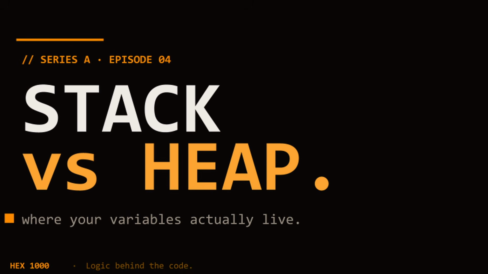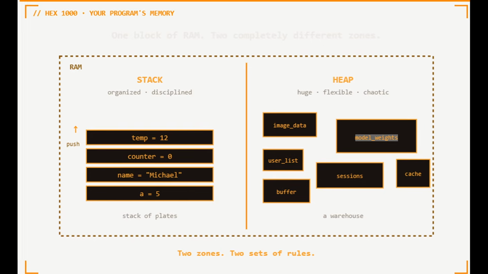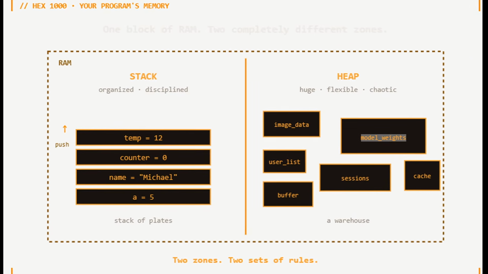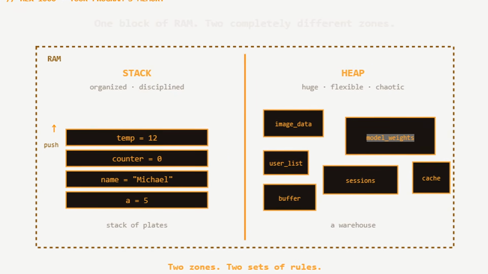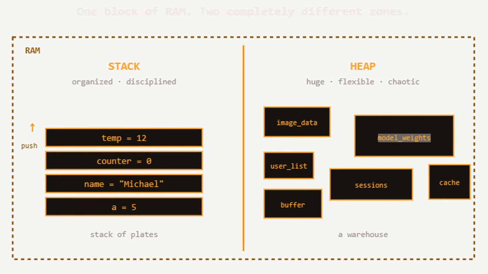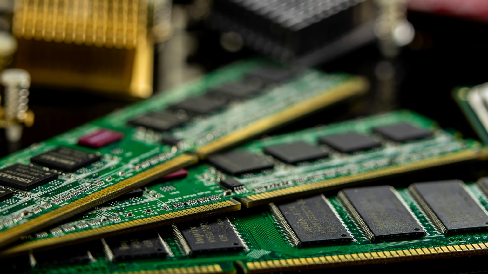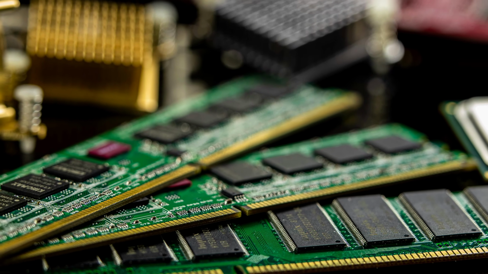When your program runs, your computer gives it a chunk of RAM, memory, a scratchpad. Everything your program does, every variable you create, every object you build, every list you grow, has to live somewhere inside that scratchpad. But here's what most programmers never learn. That RAM isn't one big space. It's split into two completely different zones, with completely different rules.